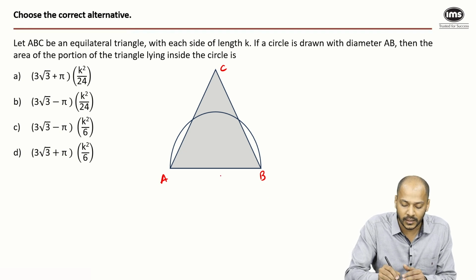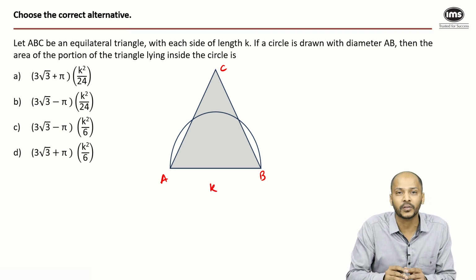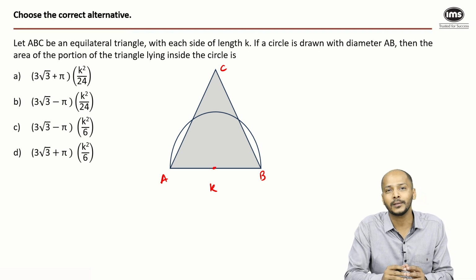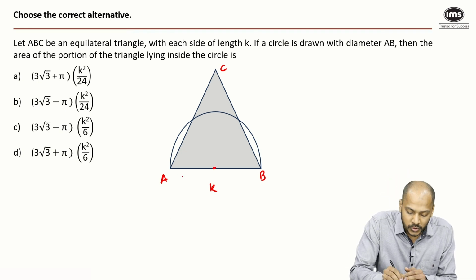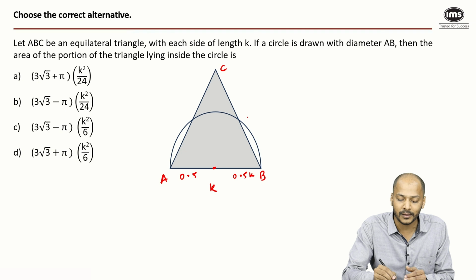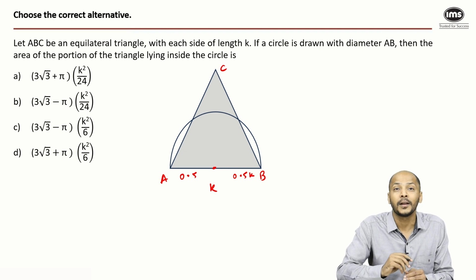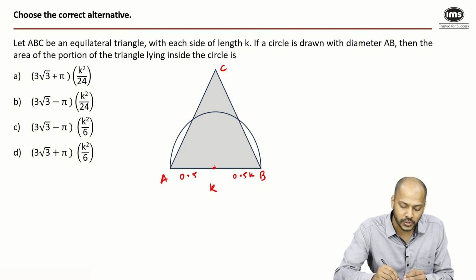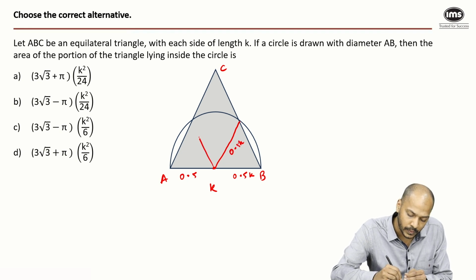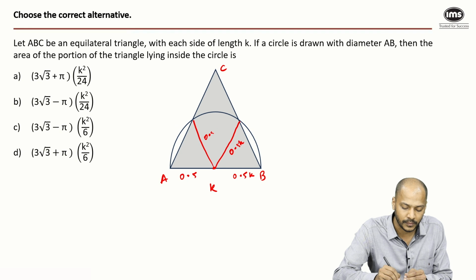The side of the triangle is K. So if the side of the triangle is K, this is K, and obviously the midpoint would be the center of the circle also. So this part is the radius, which is 0.5 K. This part would also be 0.5 K. Where will this cut the triangle? So we can simply draw that radius. This would be 0.5 K. This radius would also be 0.5 K.